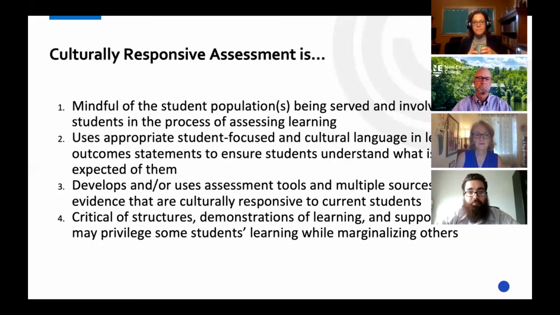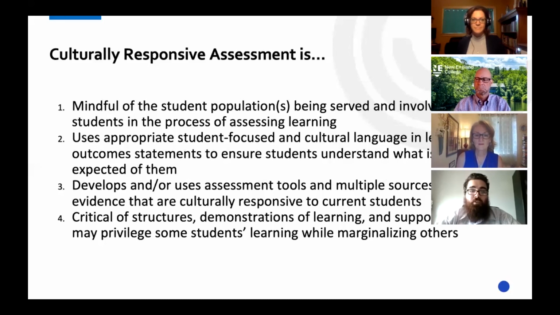The third point here is that culturally responsive assessment should develop and use assessment tools and multiple sources of evidence that are culturally responsive to current students. And this involves using examples that are inclusive, allowing students to better engage with content and attain the desired learning outcomes, and really approaching the assessment process from an asset-based perspective, which can bring out and hone in on students' capabilities, right? We want to make sure that we approach this from a perspective that allows us to see that all students are capable, all students contribute to the learning in the classroom and the co-curricular experience, and wherever that learning happens. The focus isn't on the demonstration, but on the learning itself.